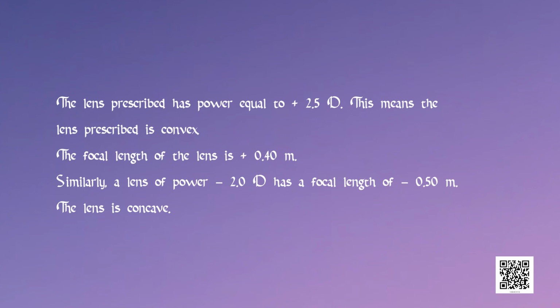The focal length of the lens is 1 upon P, that means 0.40 meters. Similarly, a lens of power minus 2 diopters has a focal length of minus 0.5 meters. The lens would be a concave lens.